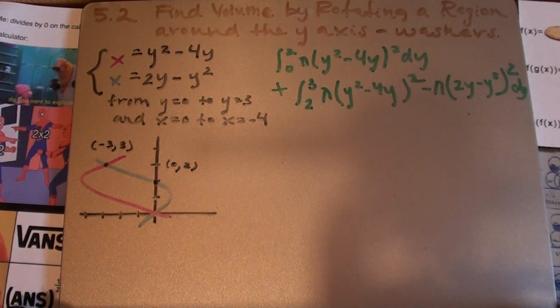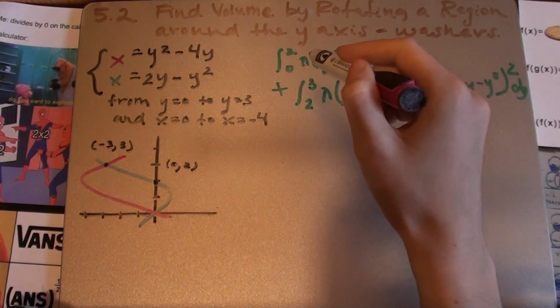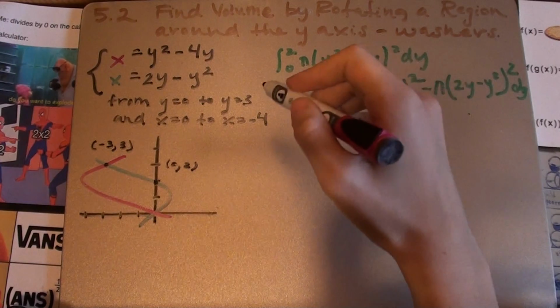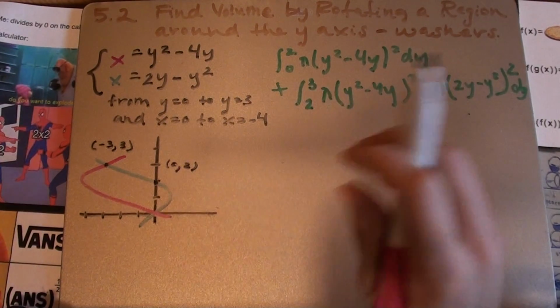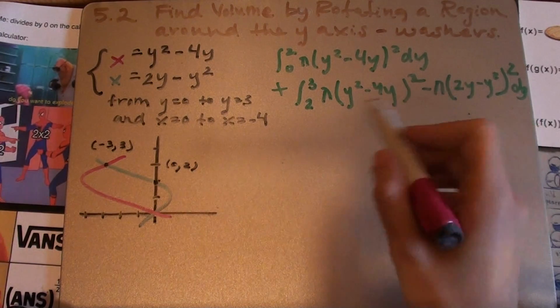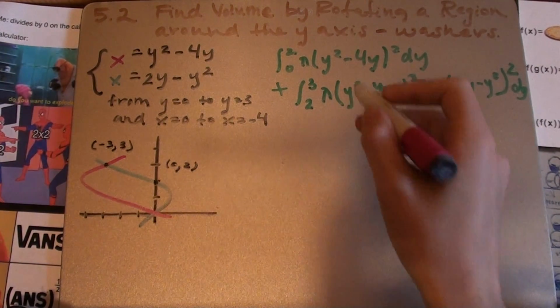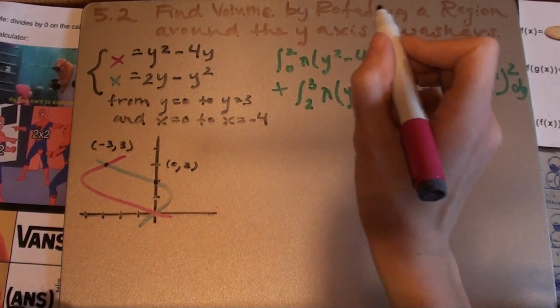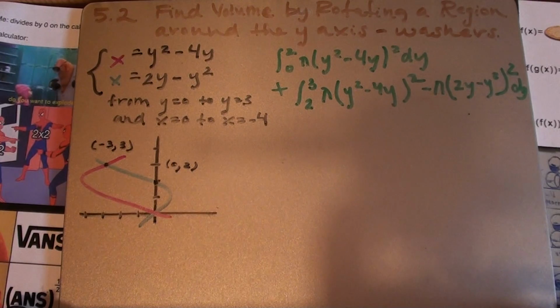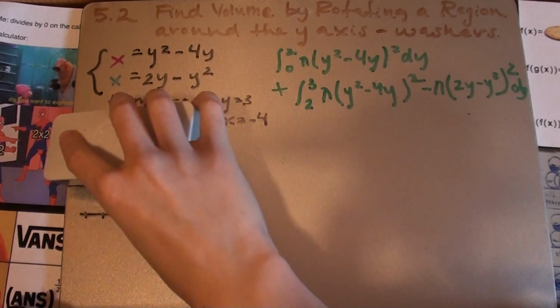We have our radius squared, so I'm going to FOIL all of those out, and we're going to get kind of a messier equation. We're going to simplify that, and once we get a nice simplified integral, we're going to then integrate to find our volume. So my first thing is I'm going to erase our picture here because we don't really need it anymore.